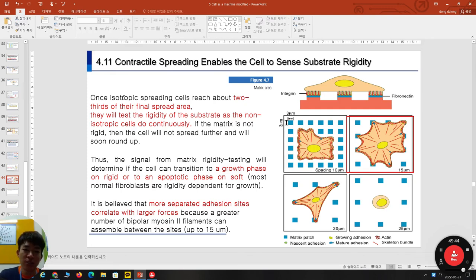So here, once an isotropic spreading cell reaches about two-thirds of its final spread area, it will test the rigidity of the substrate as a non-isotropic cell continuously. So they didn't know, but even the same fibroblast is doing isotropic spreading, maybe let's say 20% isotropic spreading. But after two-thirds of the spreading, they change their mode to non-isotropic spreading. Okay? When you look at fibroblasts, some cells are initially very homogeneously round, but some cells are very elongated from the beginning. You can see this kind of change in the cell. But the scientists didn't find why this happened, even though they have the same DNA or same mRNA expression. But it happened.